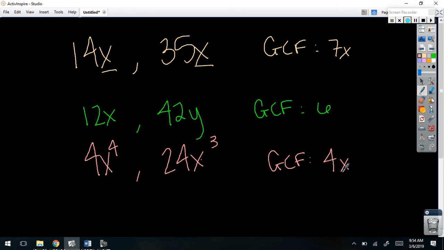All right, look. The first one is 4 and then 4 X's, right? The second one is 24 and 3 X's. We know that 4 is a GCF. This one's got 3 X's and this one's got 4 X's. So what's the greatest amount they share? 3. So it's 4x to the third power.